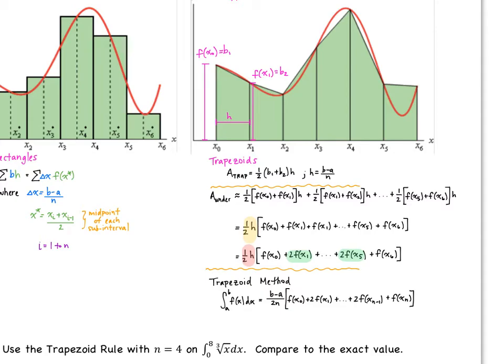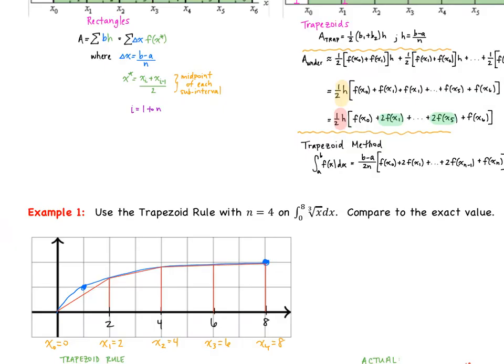Let's get into some examples. This first example wants us to use the trapezoid rule with n equals 4 to estimate the integral from 0 to 8 of the cube root of x dx. And then we'll compare it to the actual value.